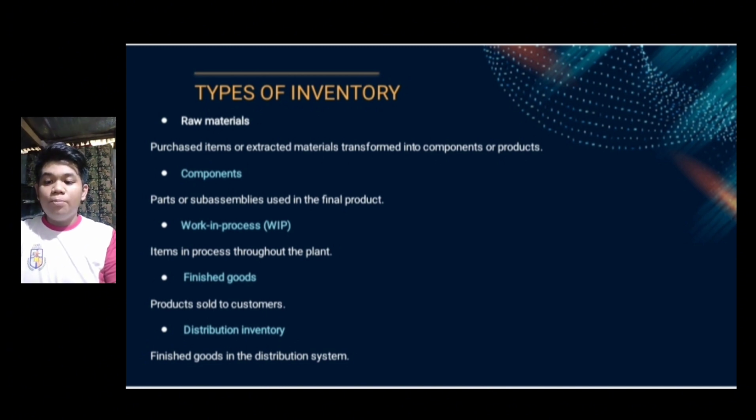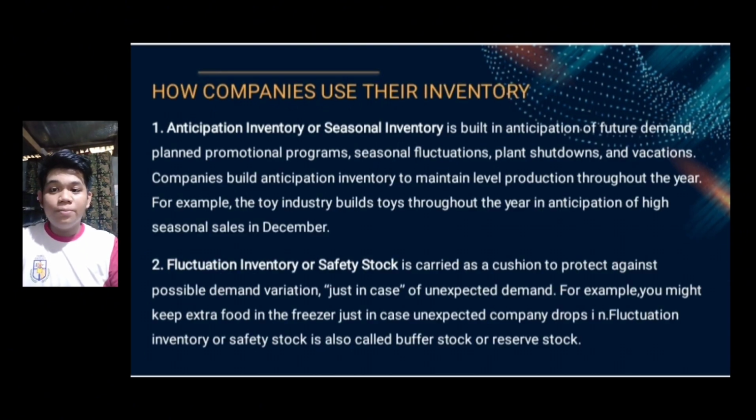Finished goods: products sold to customers. Distribution inventory: finished goods in the distribution system. How companies use their inventory.